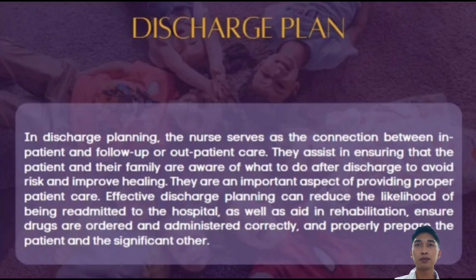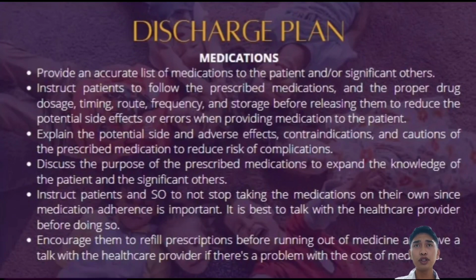Effective discharge planning can reduce the likelihood of being readmitted to the hospital, as well as aid in rehabilitation. This ensures drugs are ordered and administered correctly and properly prepares the patient and the significant others. For the medication, we need to provide an accurate list of medication to the patient or to the significant others. Then instruct the patient to follow the prescribed medication and the proper drug dosage, time, route, frequency, and storage before releasing them to reduce the potential side effects or errors when providing medication to the patient.